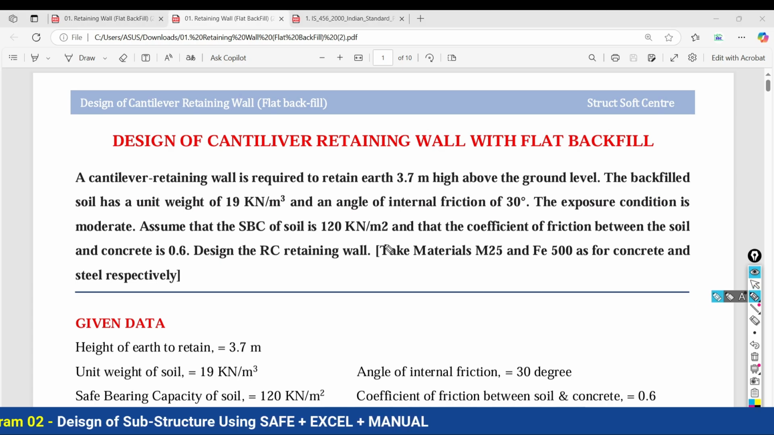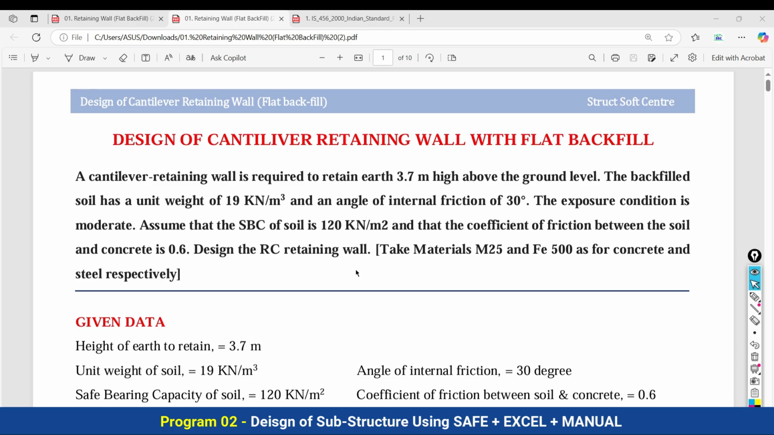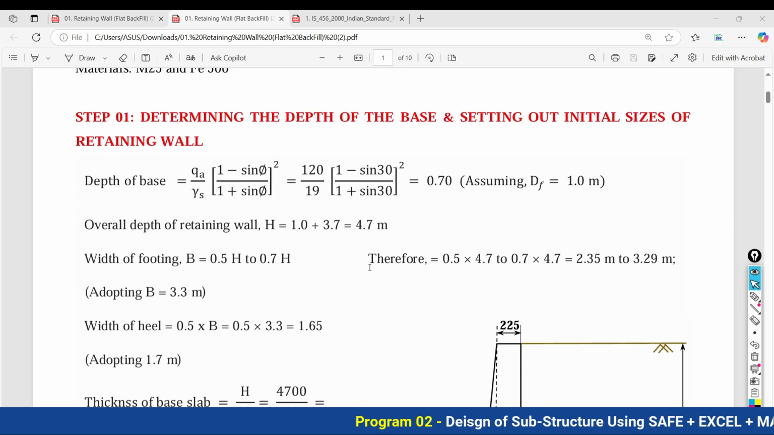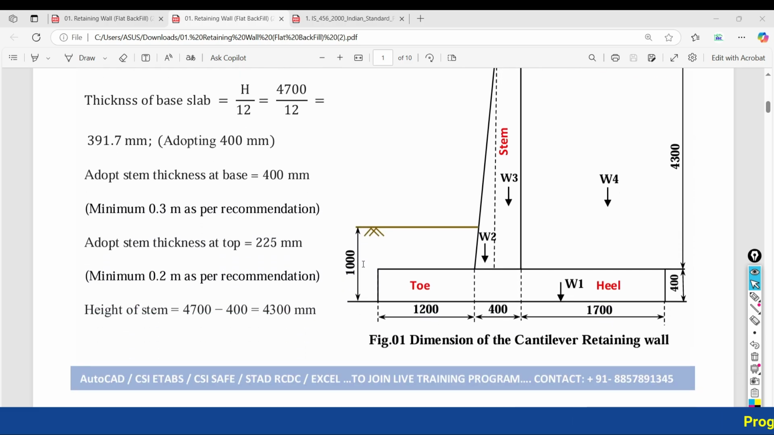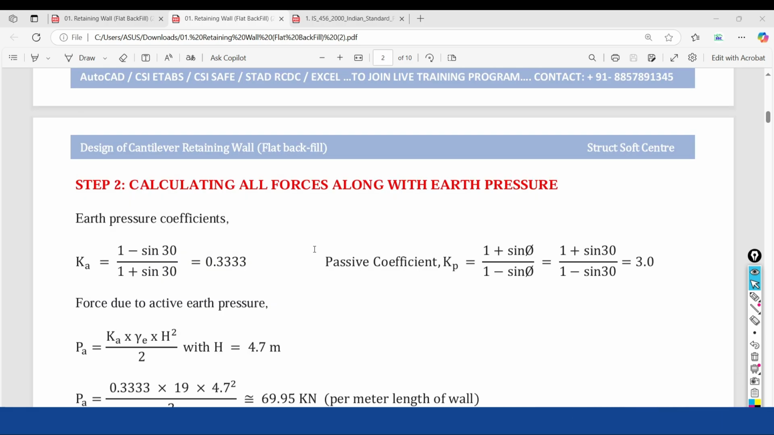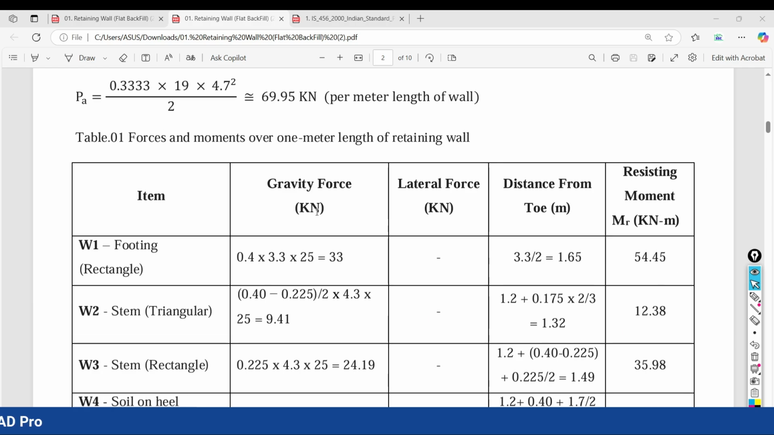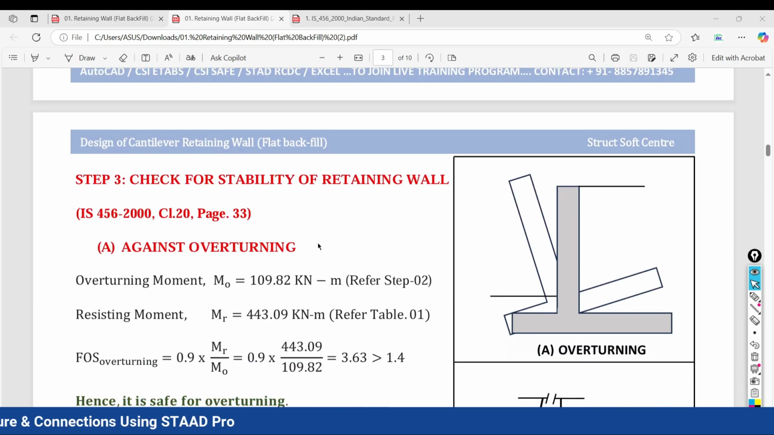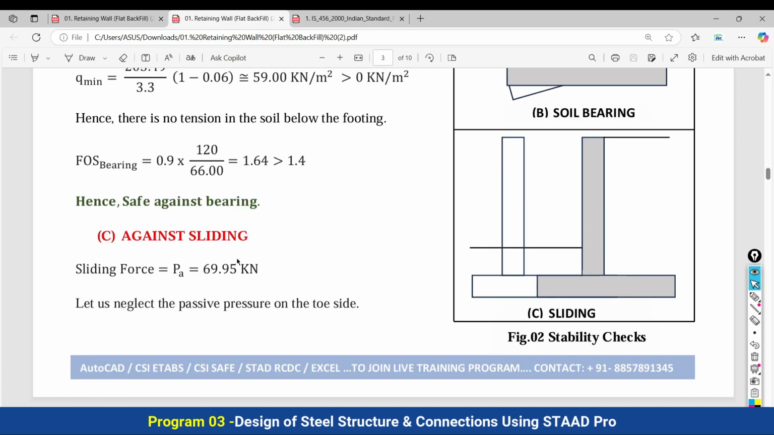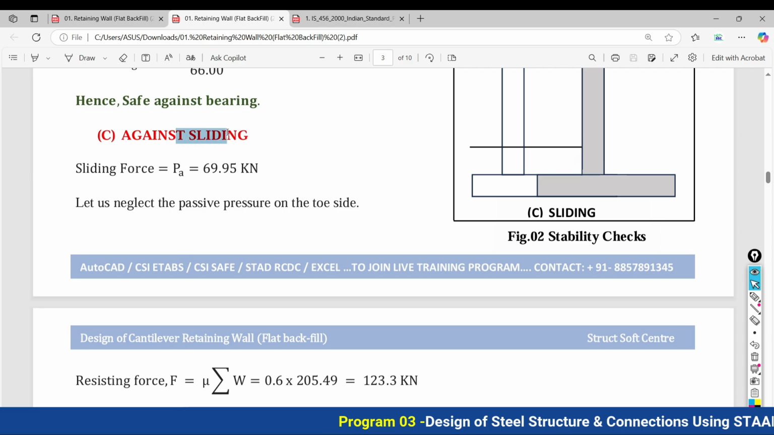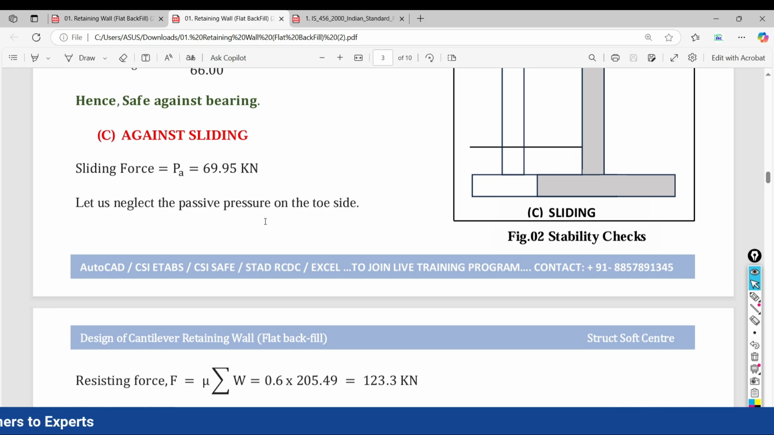So, firstly, we have seen the problem statement. Thereafter, we decided the section sizes of the component parts of the retaining wall. Thereafter, we calculated the forces and moments by using the tabulated form. Thereafter, we performed the stability checks against overturning and against bearing pressure. Thereafter, we performed the stability checks against sliding, and we found that our design, meaning the proportioning of the section size of the cantilever retaining wall, is safe.